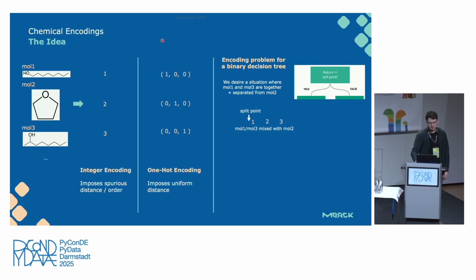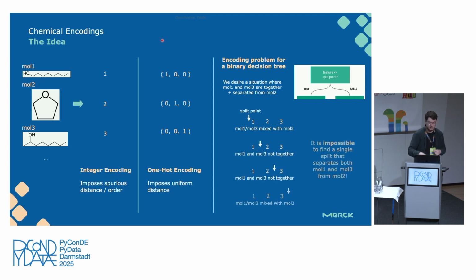Now I probably want to split the second molecule off from the other two because they are less similar, right? So I want to separate molecule 2 from the other two, and you can try that out. It's actually not possible to do that in one split if the molecules are ordered according to the numbers 1, 2, 3. This split mixes all three together. This mixes molecule 2 and 3. This mixes molecule 1 and 2. And this mixes all three together again. So you cannot separate them in one split.